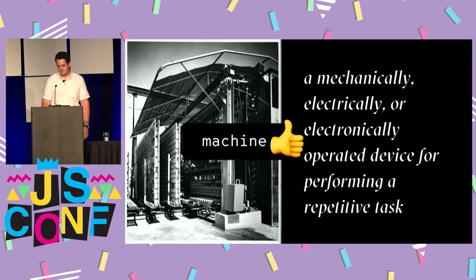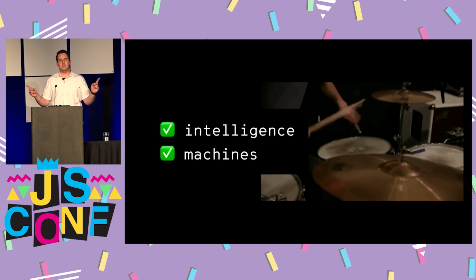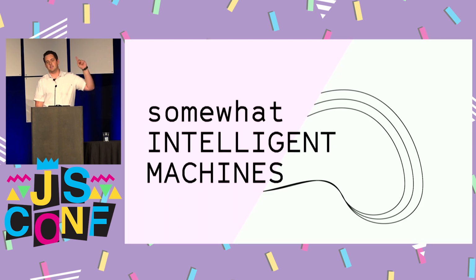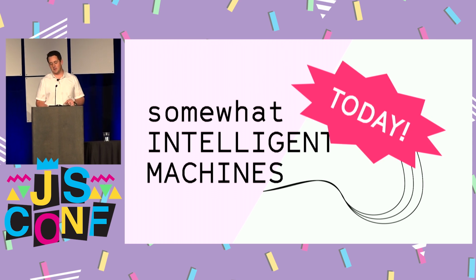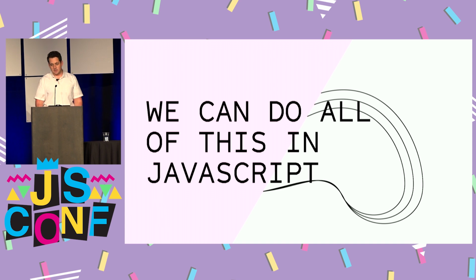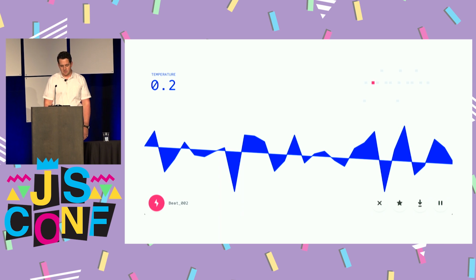Sounds good to me. Okay, so with intelligence and machines defined, I'd like to introduce to you the concept of somewhat intelligent machines. And this is what we're going to build today. And this is just something that uses context and rapidly completes something that a human could not. And we're going to do all of it in JavaScript. So this is the actual machine, instrument, musician, AI, whatever you want to call it. This is what we're going to build today.